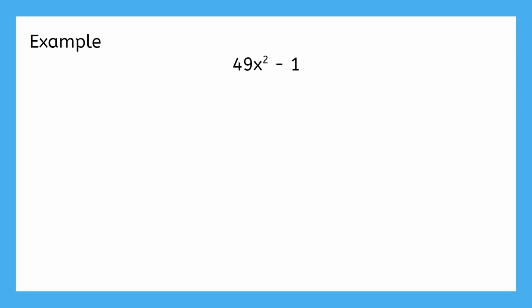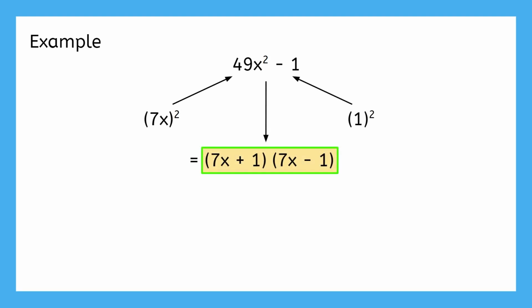Try this one yourself. Pause the video and factor this difference of squares. The squares in this difference of squares are 7x and 1. So then the factors are 7x minus 1 and 7x plus 1.